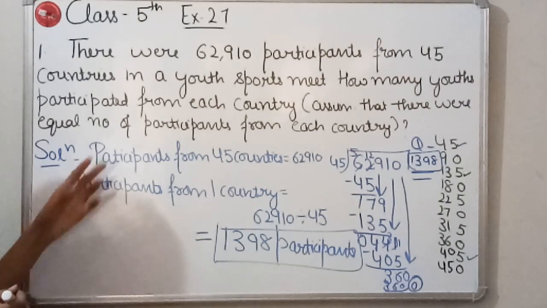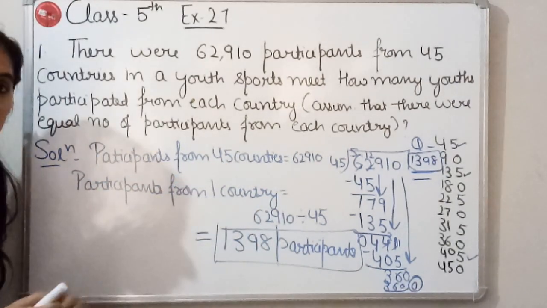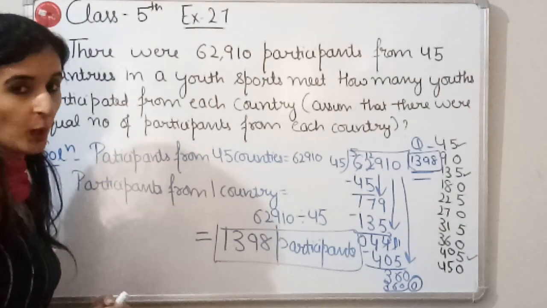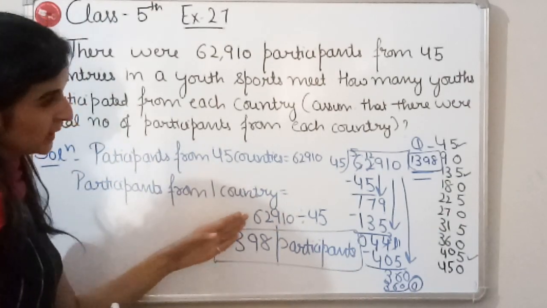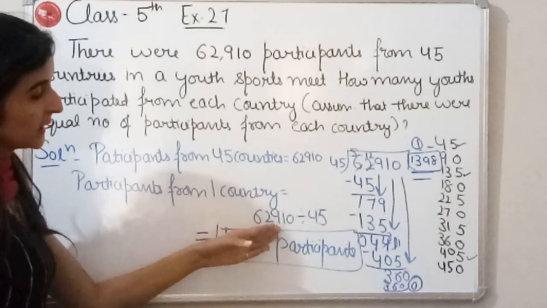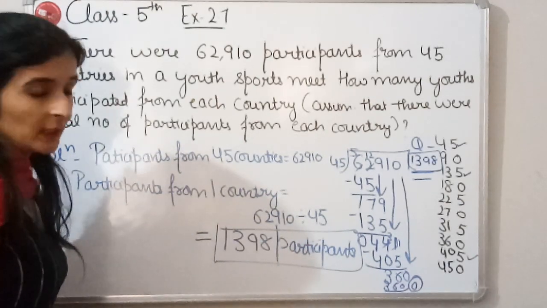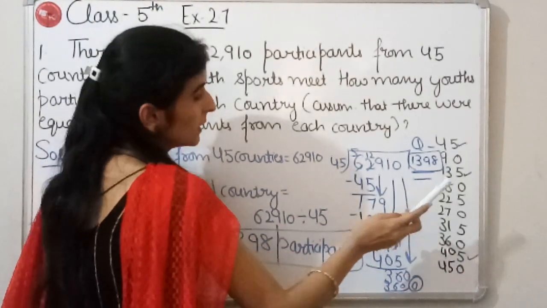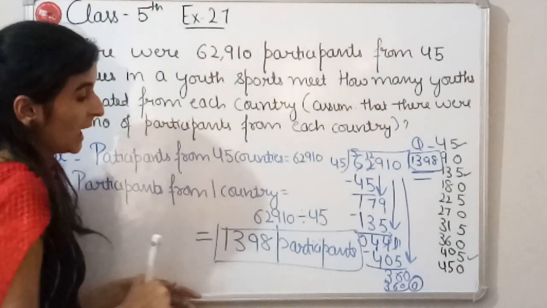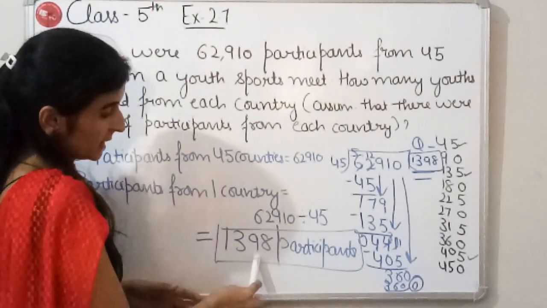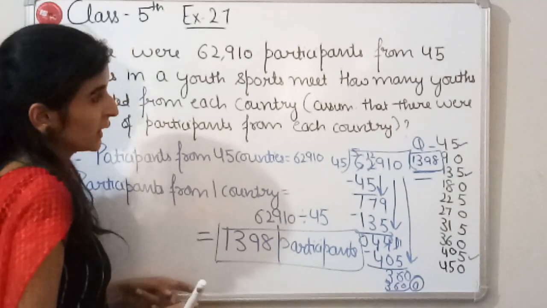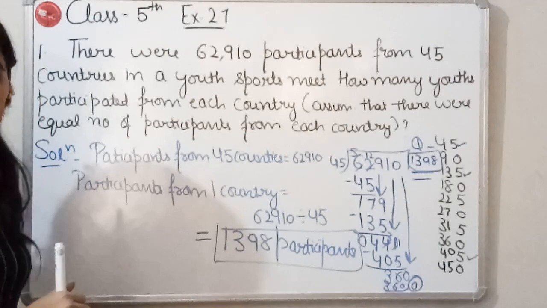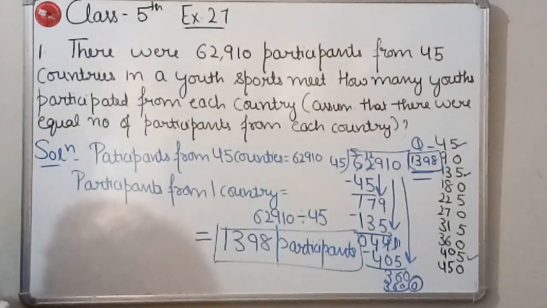We were given the number of participants from 45 countries and we had to find number of participants from one country. So for that we have to divide 62,910 by 45, and after dividing we have got this number as quotient. So this quotient will be our answer. That means 1,398 participants were there from each country. So this was about question number 1. Now let's move to the next question.